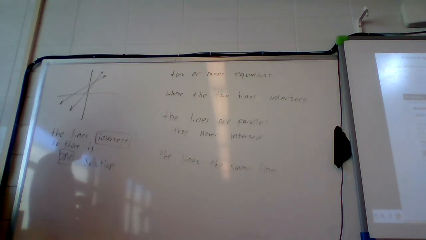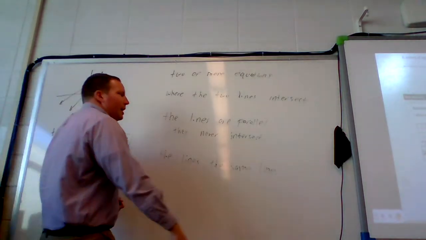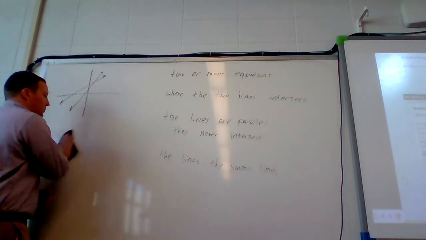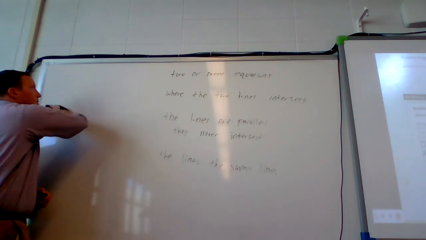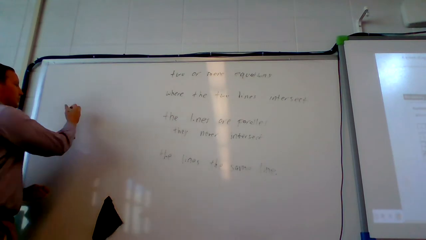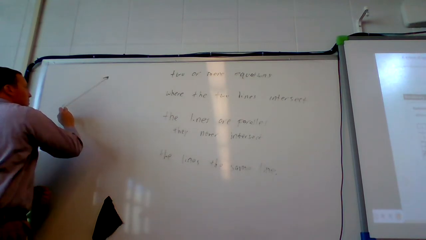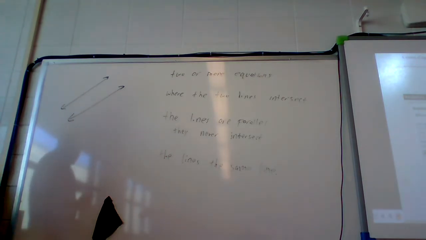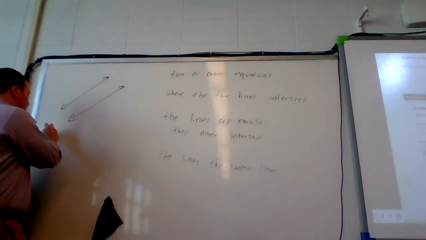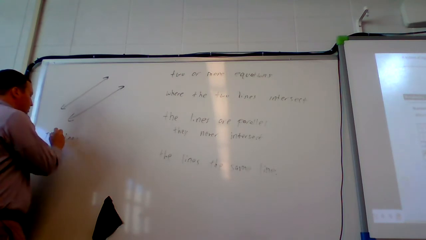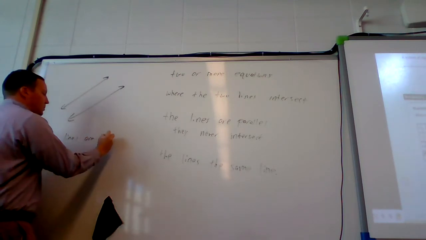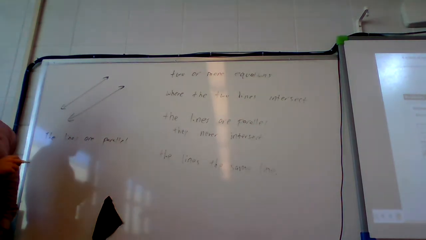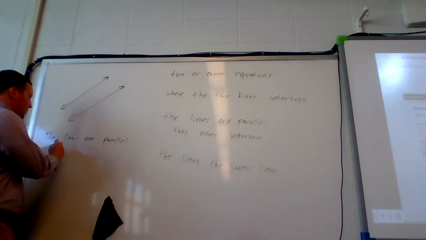If we have the same slope but different y-intercepts, again, same slope, different y-intercepts, our lines are going to be parallel. So the lines are parallel, and there is no solution.